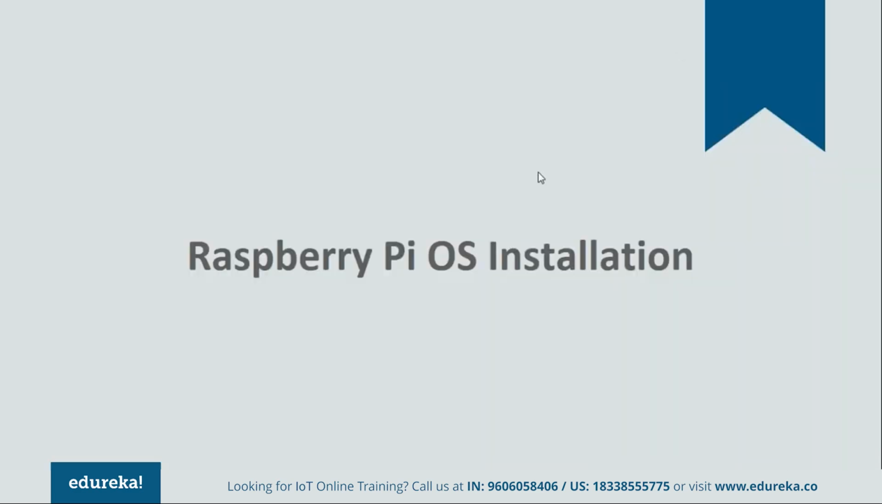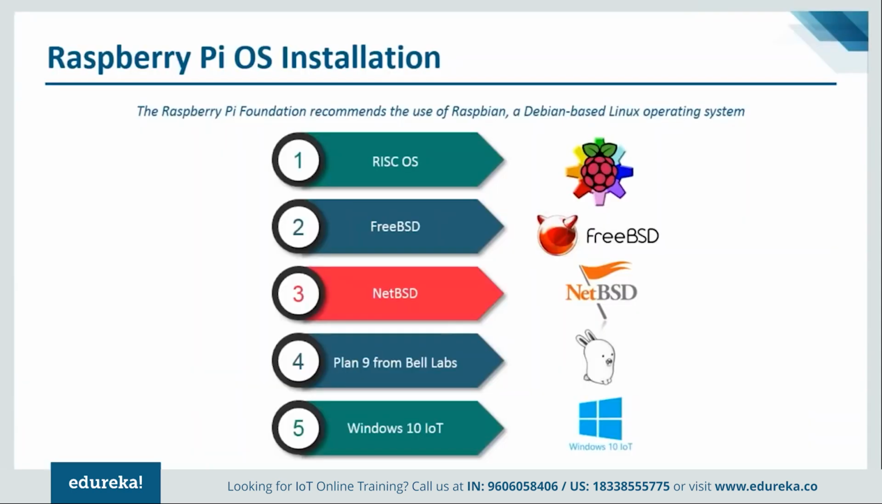Okay, so now let's start with the Raspberry Pi OS installation. I'll help you understand how you can actually install the Raspberry Pi operating system once you've bought the Raspberry Pi. So we'll divide it into different parts. First, let me help you understand the different operating systems that are available at present. Raspberry Pi in itself supports multiple operating systems as such, but we'll mainly be working on Raspbian.